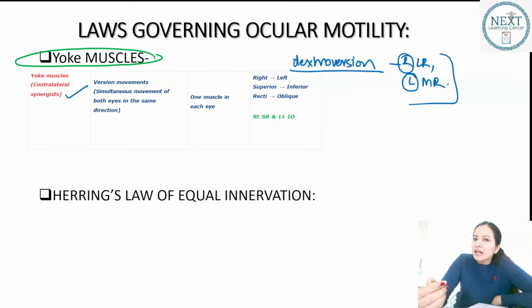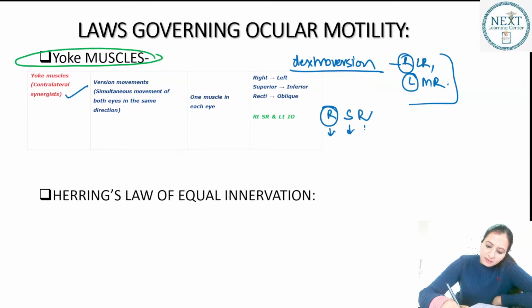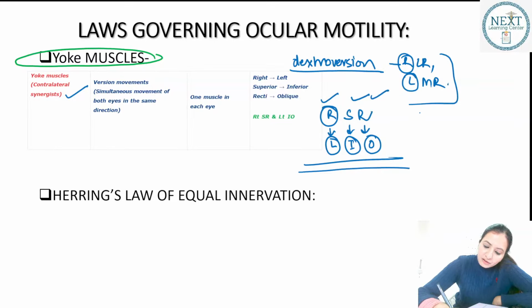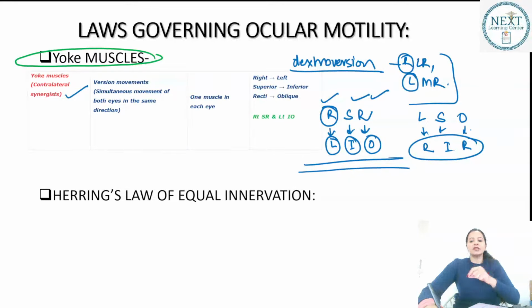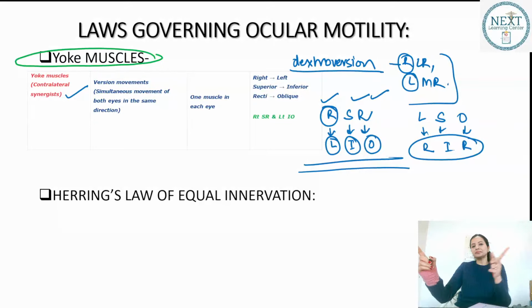Now how to tell yoke muscles? For medial and lateral rectus it is easy, but how for superior and inferior recti and oblique? So if we talk about right superior rectus, change everything. Right to left, superior to inferior, recti to oblique. So the yoke muscle of right superior rectus is going to be left inferior oblique. If you talk about left superior oblique, it is going to be right inferior rectus. So change everything, recti to oblique, superior to inferior and right to left.